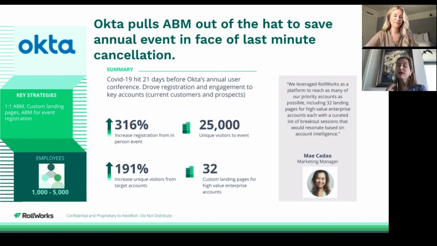So this is making lemonade out of lemons, for sure. They had 25,000 unique visitors to the event and a 191% increase in visitors from those target accounts. So again, more is better, but when you get more from the targeted accounts, it's really great. So I love that they pulled ABM out of the hat to save that event in less than 3 weeks.